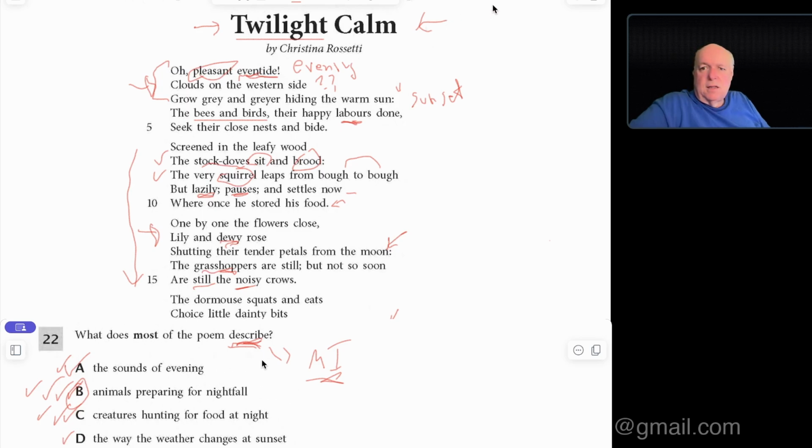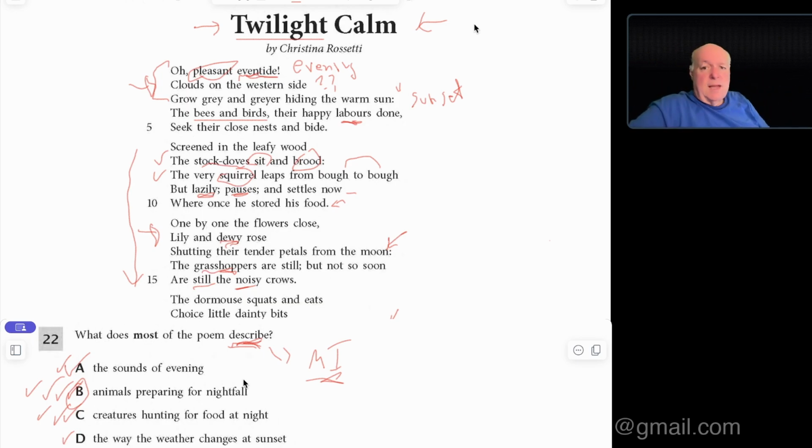I need to be clear that I'm not trying to say that's what 22 means. It just says what does most of the poem describe. So this is about what, by volume, was the most talked about thing. Main idea often is the most talked about thing, but not always. There's lots of passages where something could be talked about a lot, and it could just be an example.